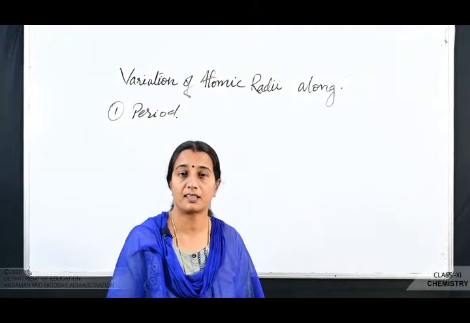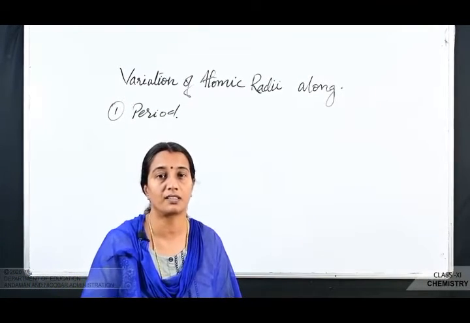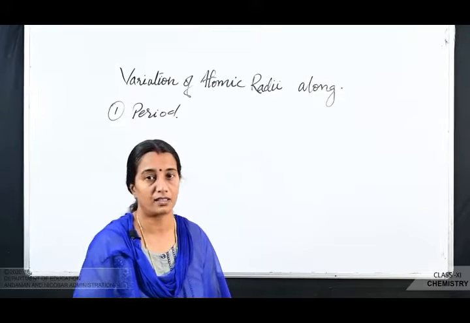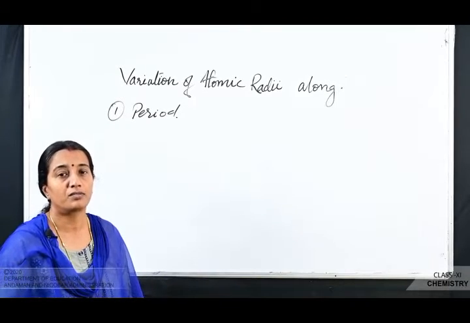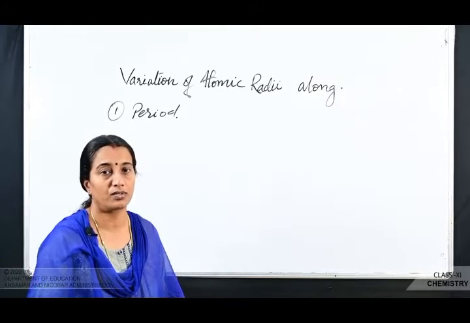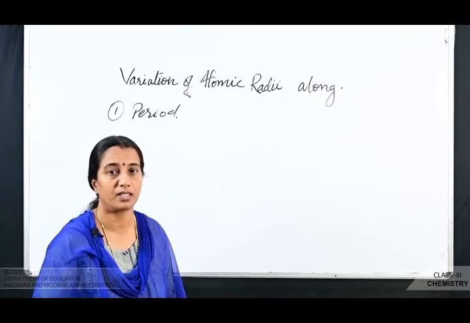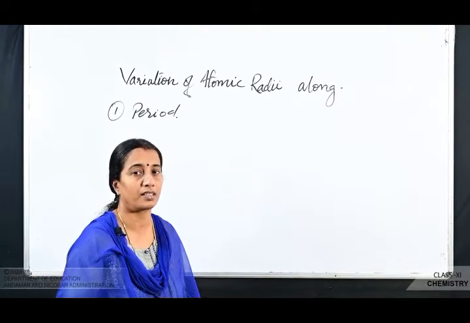Hello students, in the last class we have seen the atomic radii, the different types of radii, that is the covalent radii, the metallic radii and the van der Waals radius. And one thing to remember is that the van der Waals radius is greater than that of the covalent radius, because covalent radius is formed by the overlapping of atomic orbitals, so their size decreases.